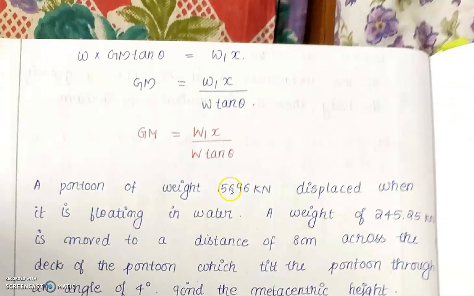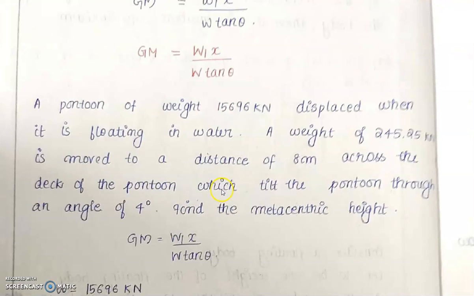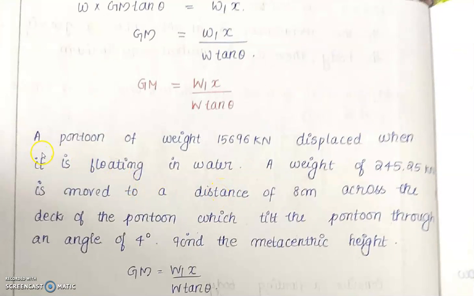We will see one example. Here the question is: a pontoon of weight so and so kilonewton is floating in water. A weight of 245.25 kilonewton is moved to a distance of 8 meters across the deck of the pontoon, which tilts the pontoon through an angle of 4 degrees. So theta is given, x distance is given, W1 is given, capital W is given. Find the metacentric height.